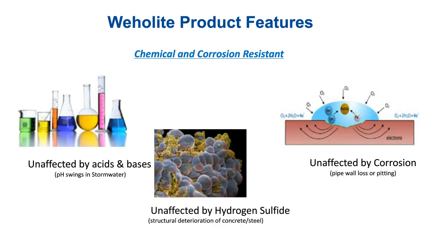Sorry about that. One of the other aspects to HDPE is its chemical inertness. Because it is an organic material, it's unaffected by acids and bases. So if you had pH swings from very low to very high, it's inert to those, which is great for wastewater treatment or chemical batch tanks, or even stormwater systems. It's unaffected by hydrogen sulfide, particularly in the vapor space or on the crown of pipes, unlike steel or concrete. And again, because it's not a metallic material, it doesn't suffer the effects of corrosion.